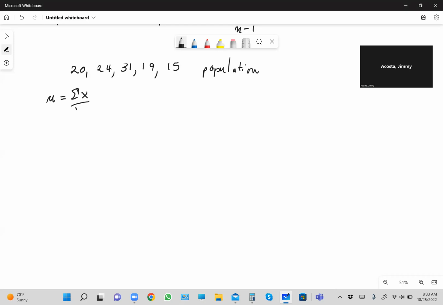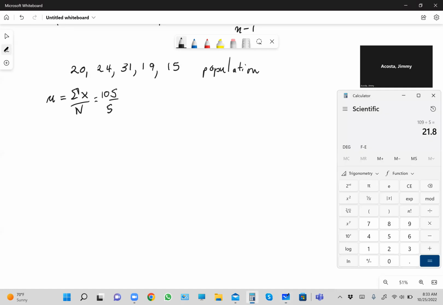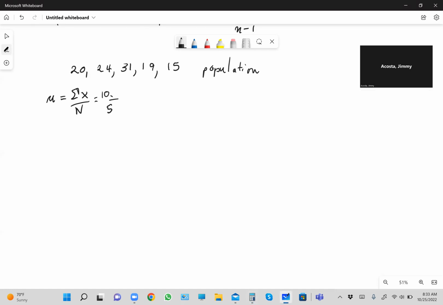So I'm gonna write down the formula. 109 divided by 5, which equals what? And do not round this. And so now we found our mean. What's the next step? We're going to create our table.